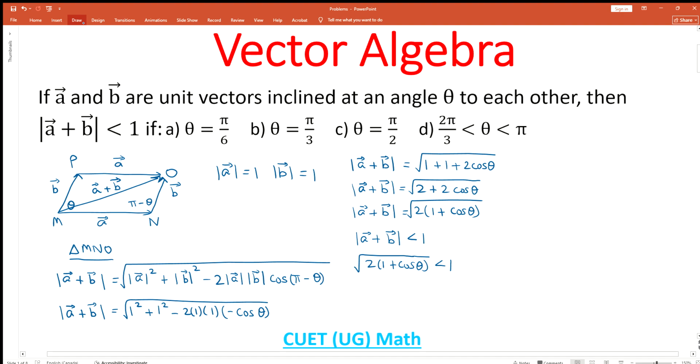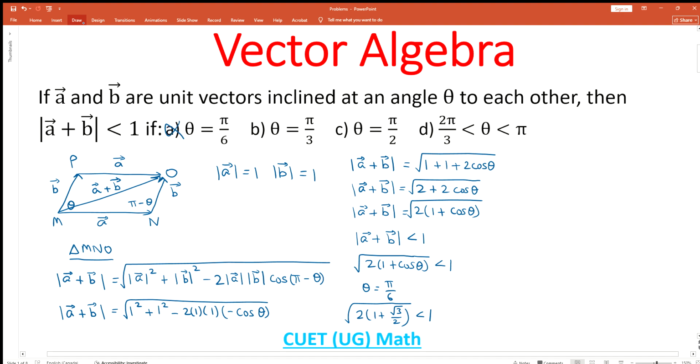Let's start with theta equals pi over 6. Cos pi over 6 is equal to square root of 3 over 2. So we get 1 plus square root of 3 over 2 is a value greater than 1, and then 2 times that value will give us a value greater than 2. So square root of 2 times 1 plus square root 3 over 2 is not less than 1. It will be a value greater than 1. So that's why option A cannot be the answer.